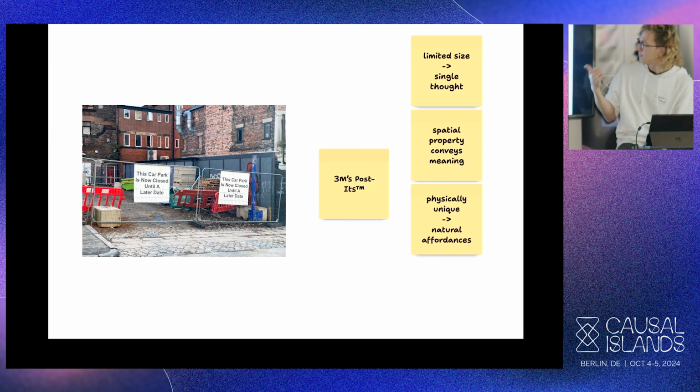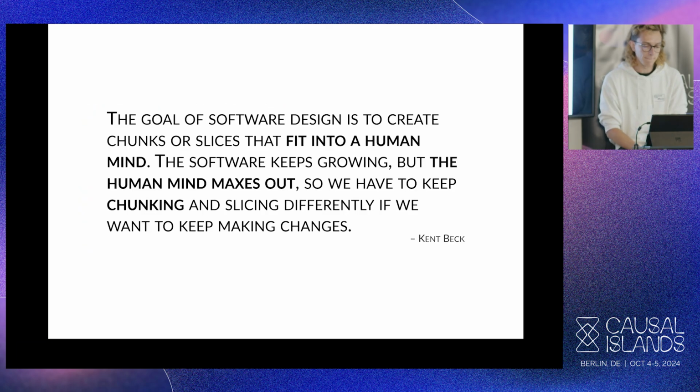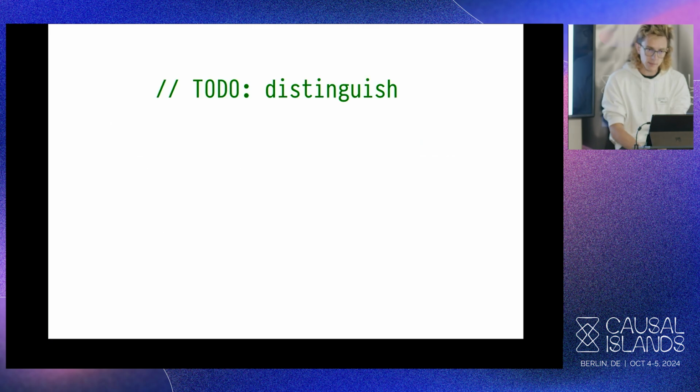So there are certain things that you could compare to-do comments to, like the Post-it analogy. And as Kent Beck put it, the goal of software design is to create chunks or slices that fit into a human mind. The software keeps growing, but the human mind maxes out. So we have to keep chunking and slicing differently if we want to keep making changes. So, another to-do comment in the slides.